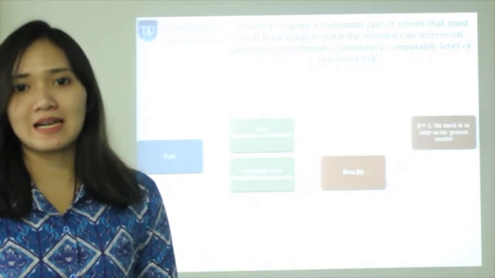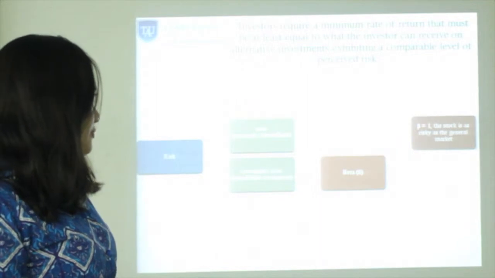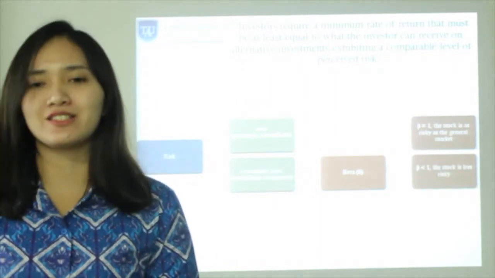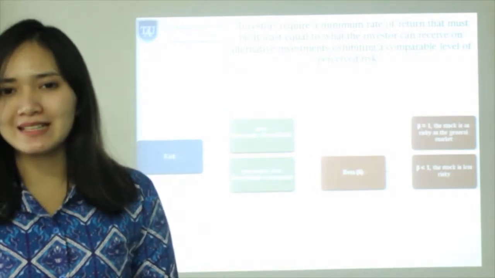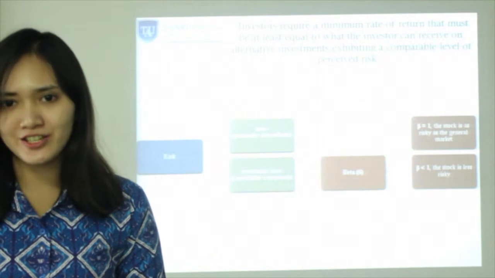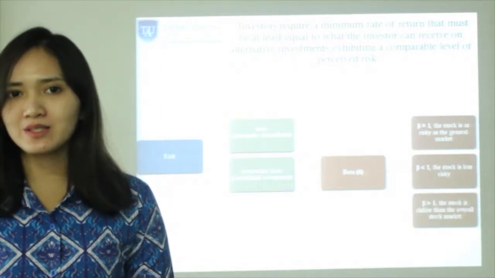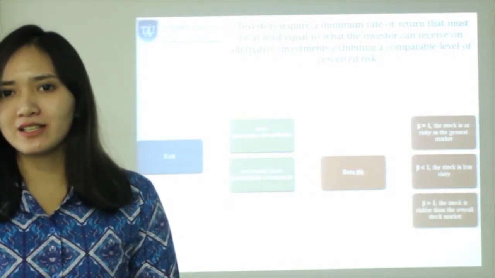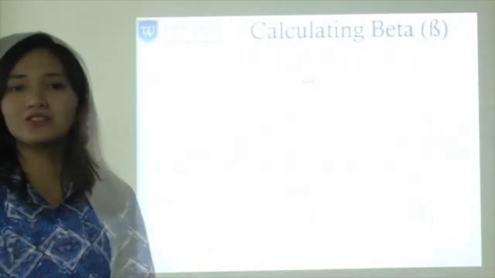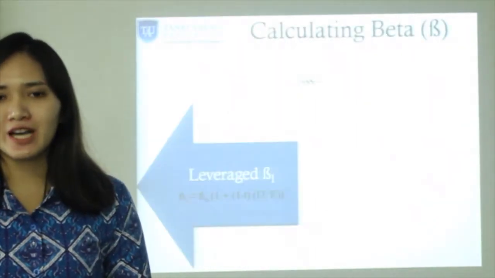To analyze beta, when we have beta equal to 1, it means that the stock is as risky as the general market. When beta is less than 1, it means that the stock is less risky than the general market. And when beta is more than 1, it means that the stock is riskier than the overall stock market.